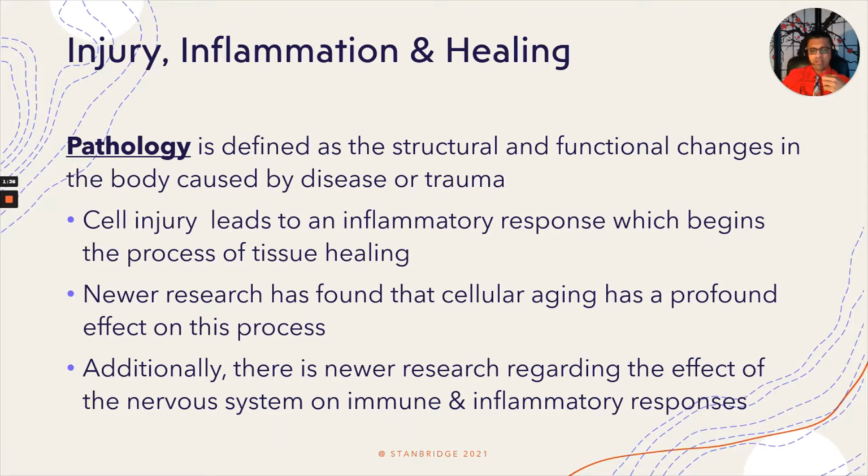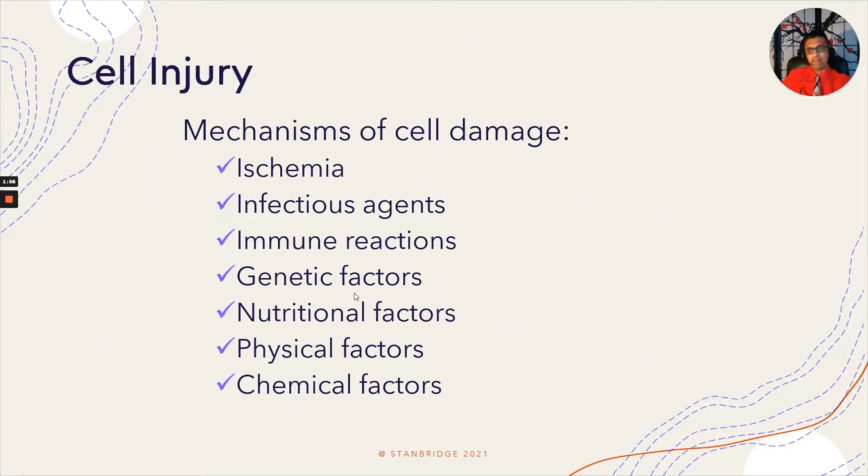Newer research has found that cellular aging has a profound effect on this pathology. Of course, the older you get, it's harder to fight off certain diseases. Certain conditions will get worse as we age. Additionally, there's newer research regarding the effect of the nervous system on the immune and inflammatory responses, and we'll discuss that in detail. Now, this is very important again.